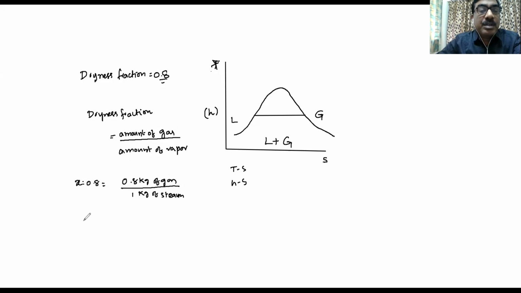Okay. So what is the moisture content? Moisture content, or moisture fraction, is equal to 1 minus 0.8, that is 0.2, that is 20%. So dryness fraction 0.8 means there is 20% moisture.